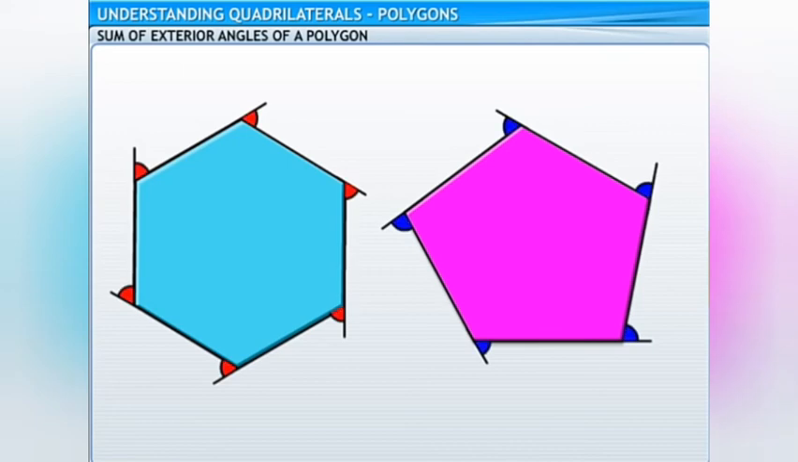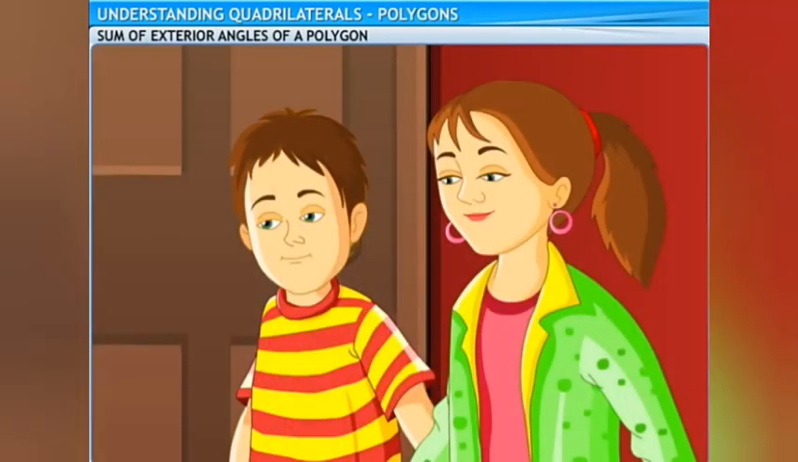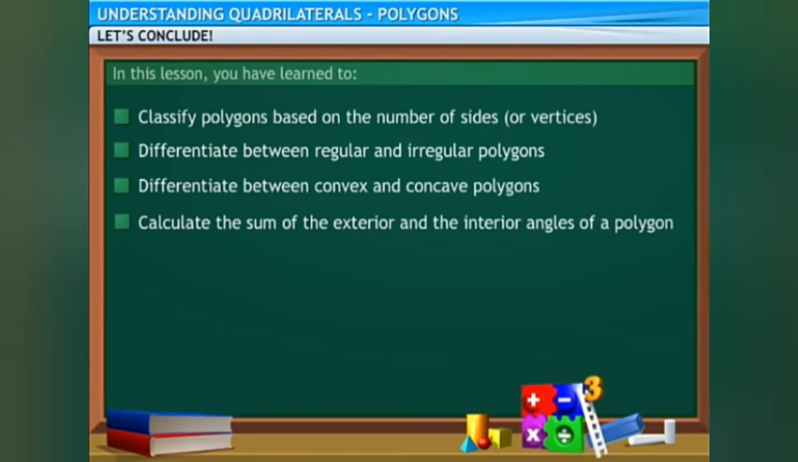We can conclude as follows. The sum of the exterior angles of any polygon is 360 degrees. So, Alice and John, this completes our short discussion on polygons. You have reached the end of this section. Before moving on to the next section, let's recap the key points covered.